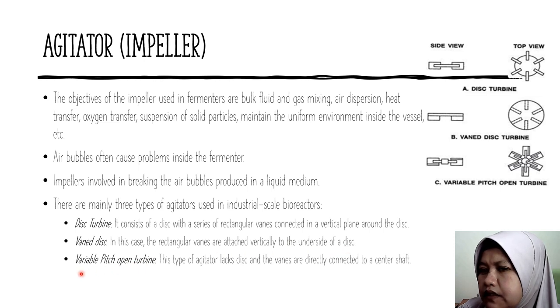Another one is the variable pitch open turbine. So this type of agitator is like this, and the vanes are directly connected to the center of the shaft. If you can see here, there is no disc here. They are connected directly to the center of the shaft.